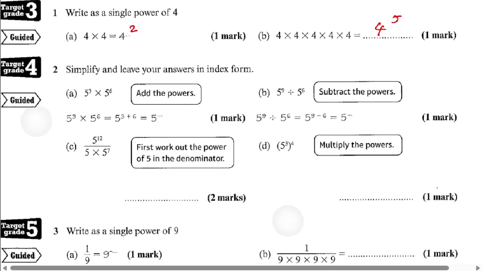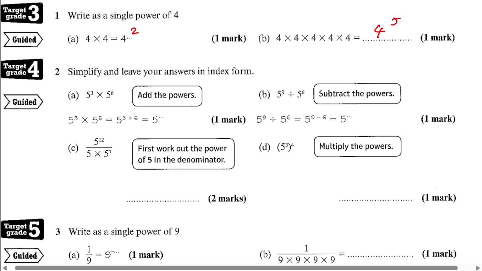Question 2, simplify and leave your answer in index form. So our first one is guided, so 5 to the power 3 times by 5 to the power 6. We are going to be, in effect, adding the powers. So that's going to become 3 plus 6. So that's going to be 5 to the power 9.